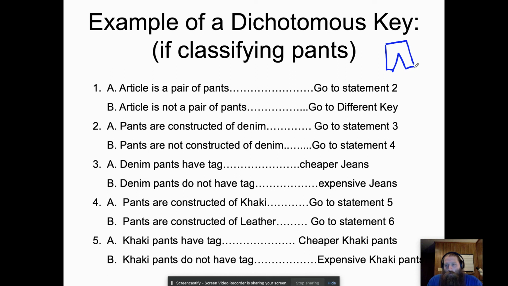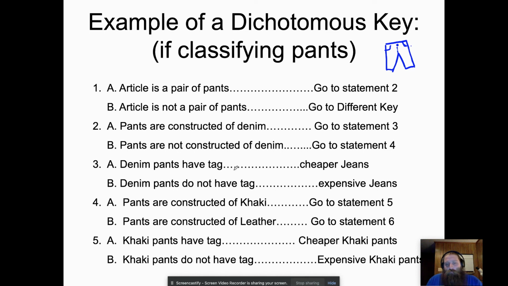Let's say we had a pair of blue pants, right? And they had a button and a zipper, right? And there's a pocket, and there's a pocket, right? And yeah, there we go. So the article is a pair of pants. Yes, go to statement two. Okay, they are constructed of denim. Well, it's blue. We're going to assume that those pants are blue because they're maybe blue jeans. And so we'd say, yeah, go to statement three.